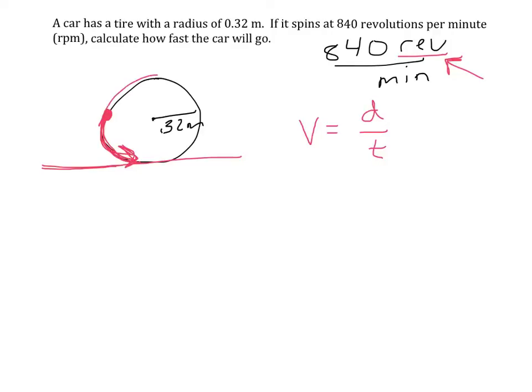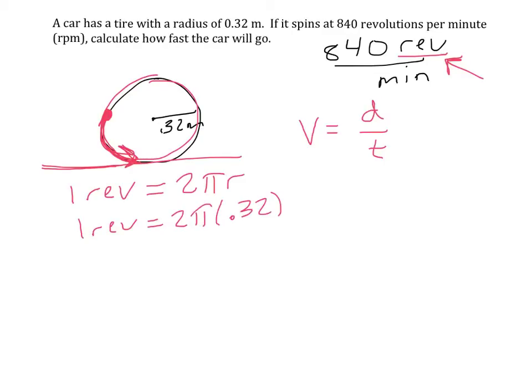So a revolution is a complete time around the circle. So for one revolution, we're going to use the formula for circumference, which is 2 pi r for the circle. So one revolution is going to be 2 pi times 0.32. And so I'll plug that in, and I get that one revolution is 2.01 meters.